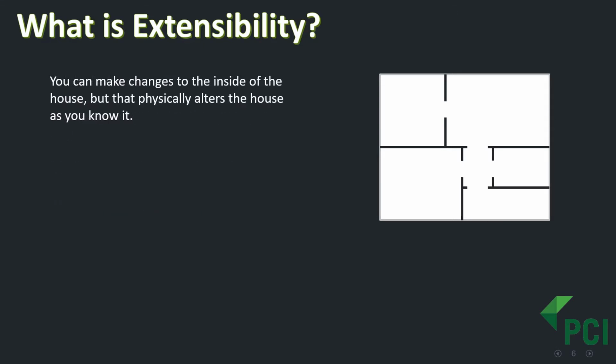One way you can meet the need of the extra room is to physically make changes to the inside of the house by moving walls, knocking one down, building it someplace else. But this is changing the structure of the house. It requires a lot of work, maybe moving the electrical lines, moving plumbing, redoing floors.